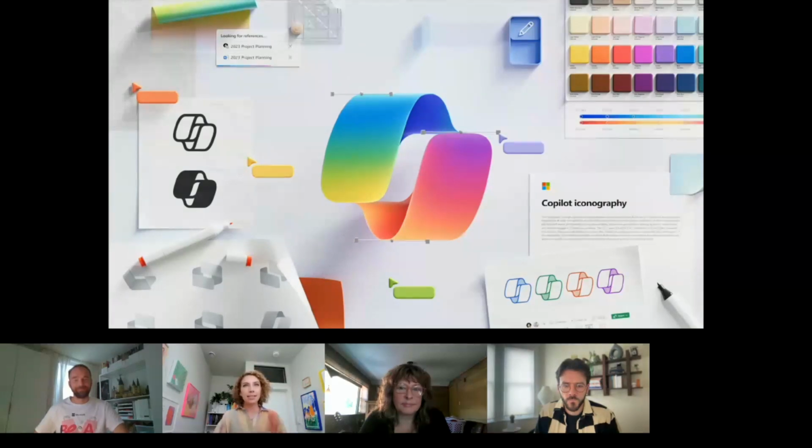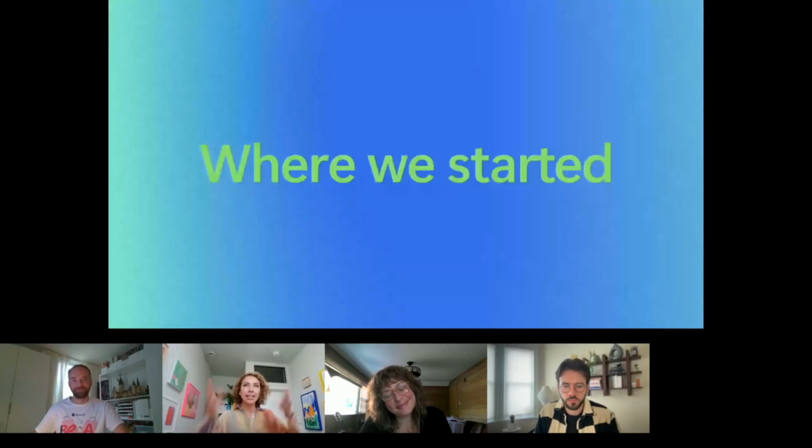But why this icon? Why Copilot? How do we get here? What is the history? I'd like to start unpacking that a little bit. So we're going to go in a time machine and travel 1.5 years in the past where we started and see what happened. So back, I think, in February 2023 or so, we announced this product called Bing Chat.